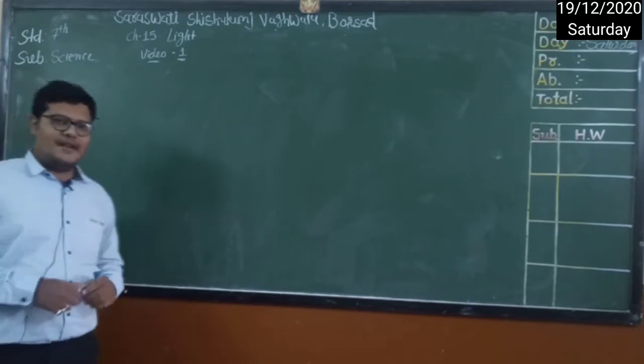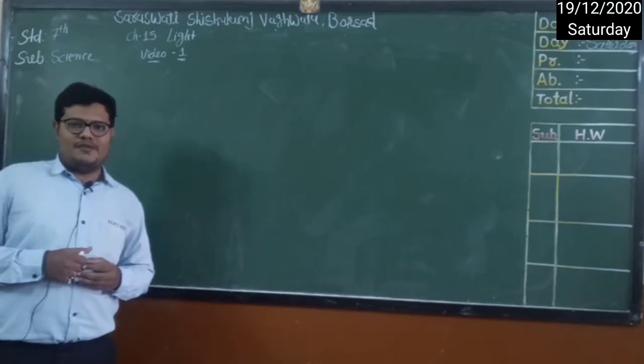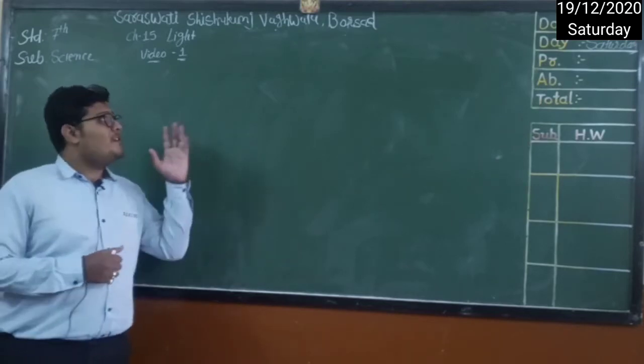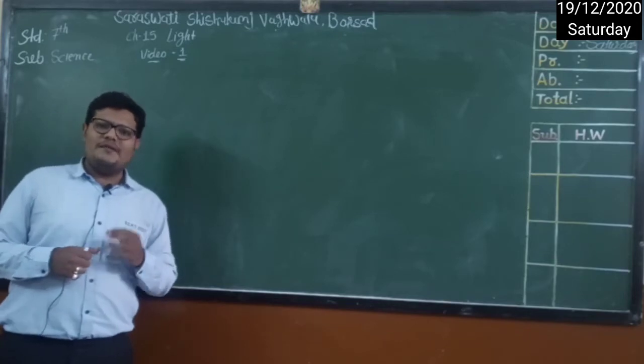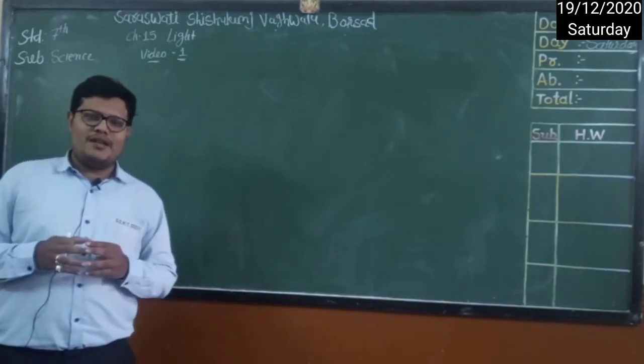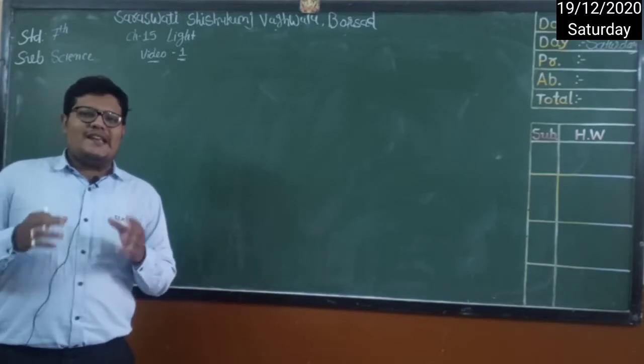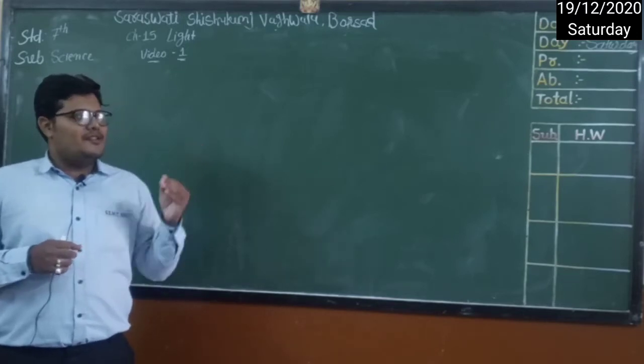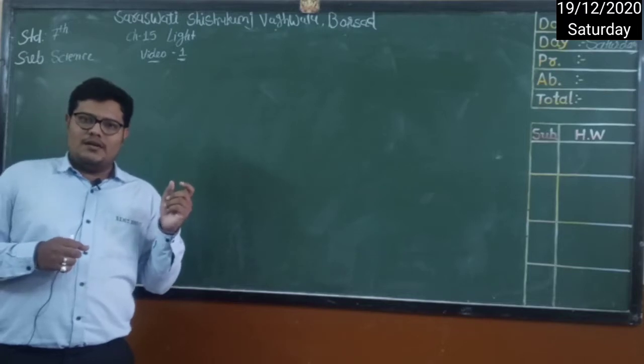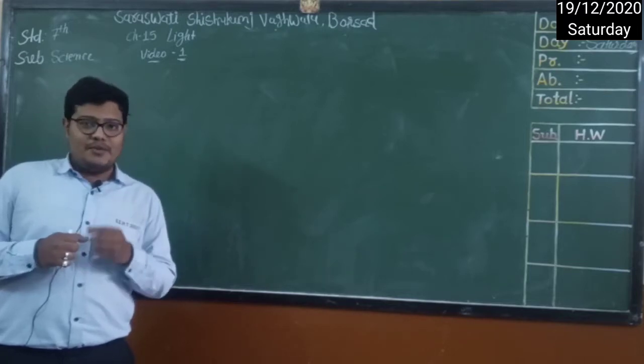The chapter is Light, and this is the first video of this chapter. As you have already studied in 5th standard, there are many experiments that you are going to see in this chapter. You have seen light when it enters from a small hole into your rooms. There is a light beam, right?